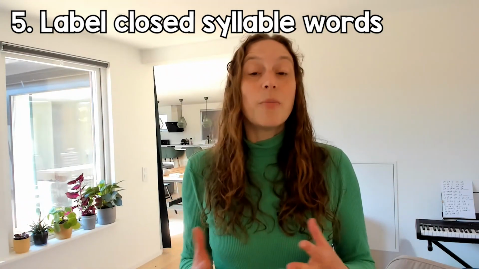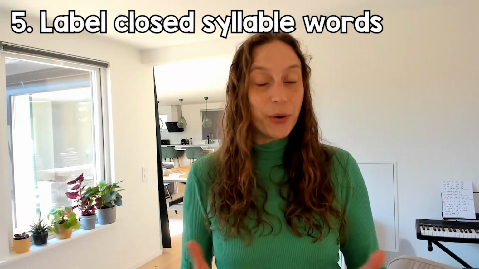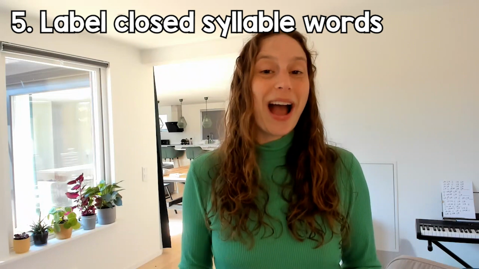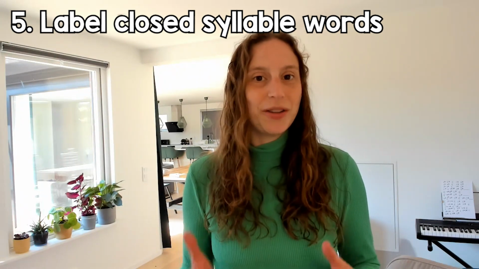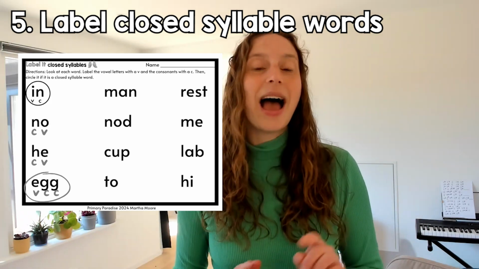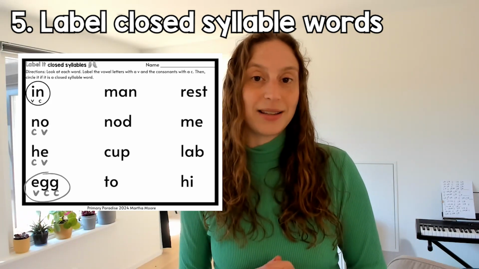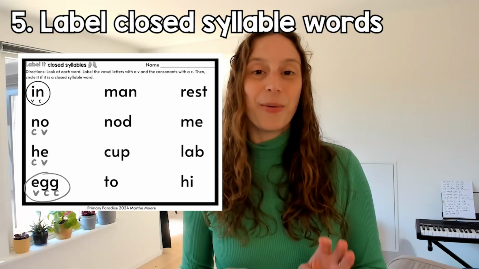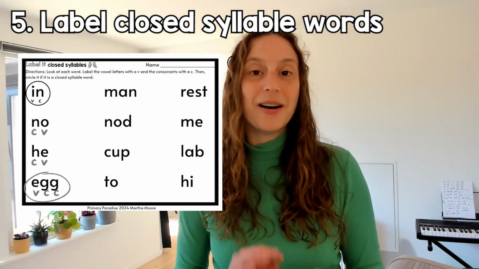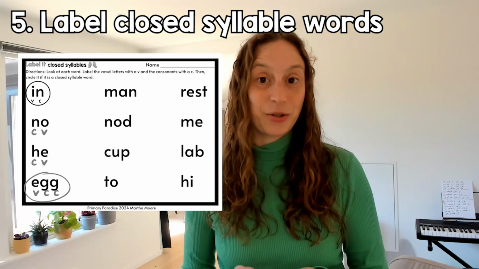Number 5, practice with labeling closed syllable words. You can do this both together in small groups or have students work on this independently once you've practiced some together. Show students some closed syllable words and have them draw a small V underneath the vowels and a C underneath the consonants. They should look for that pattern where we see a single short vowel followed by one or more consonants. They can practice labeling and then practice reading the words.